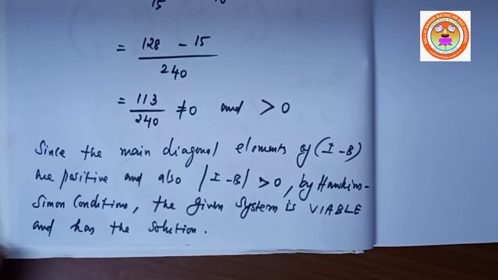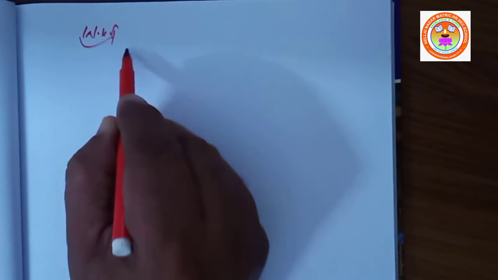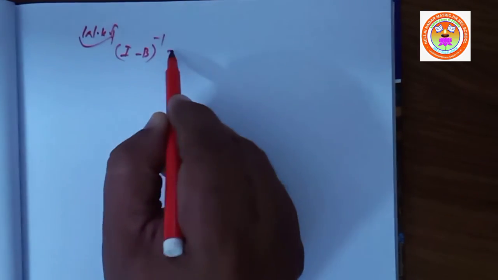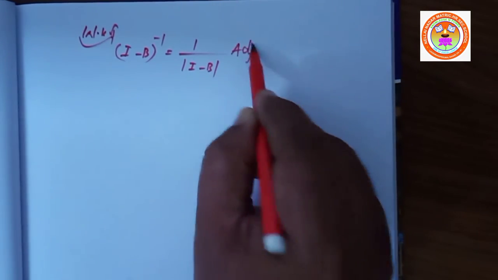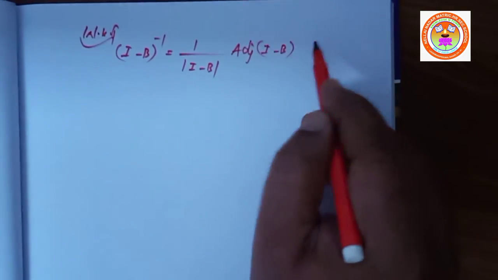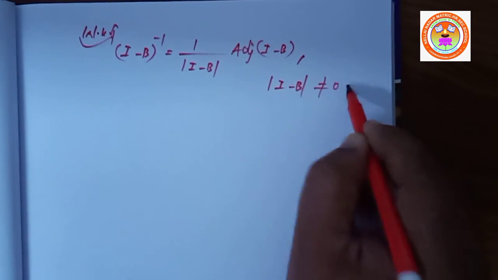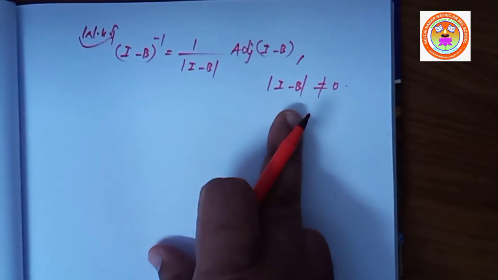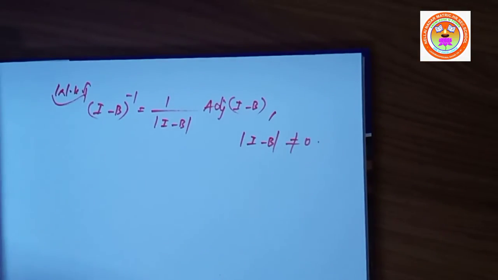Then to find the solution, you write the formula for I minus B inverse. I minus B whole inverse is equal to 1 by determinant of I minus B into the adjoint of I minus B. You know the condition, determinant of I minus B is not equal to 0. Already we got the determinant of I minus B, which is not equal to 0. We have to find out the adjoint of I minus B.